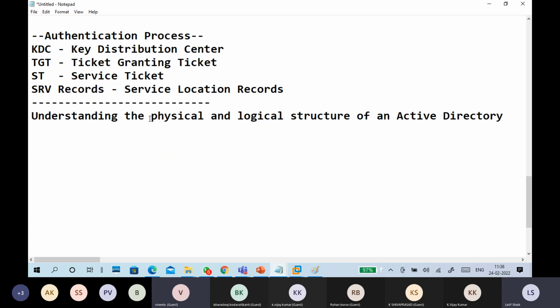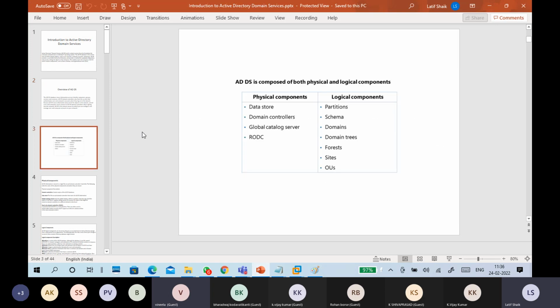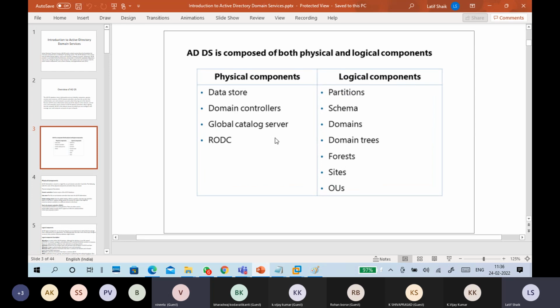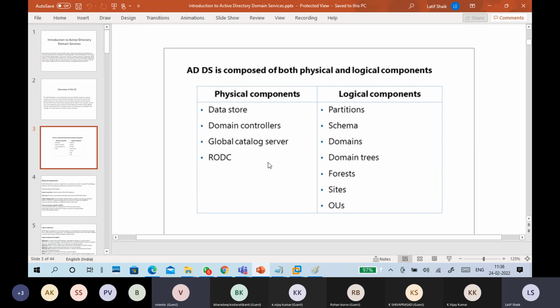I'm just going to go through what the physical components and logical components are. The physical components in an Active Directory domain environment are like this. These are the physical and logical components. Physical components are a data store, domain controller, and a global catalog server or RODCs like this.